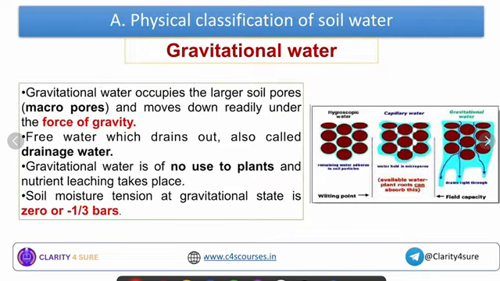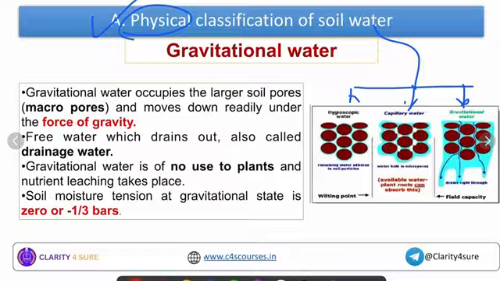In today's discussion we are going to see the different classifications, the physical and the biological, and there is one concept of soil moisture constants. These are the things we are going to discuss today. So let's start with the physical classification of soil water. Under physical classification, we have three subheadings. First is the gravitational, second is the capillary, and third one is the hygroscopic.